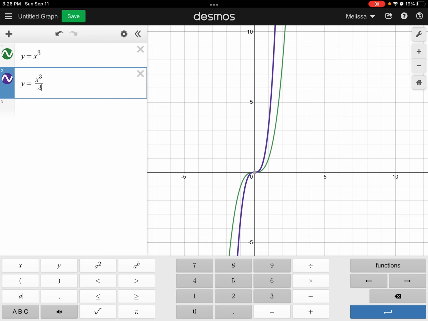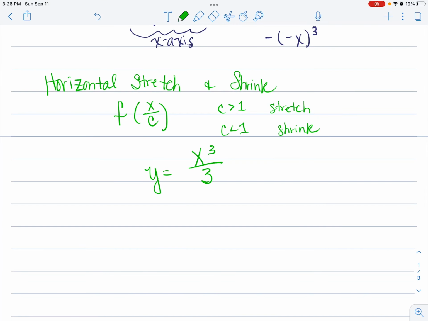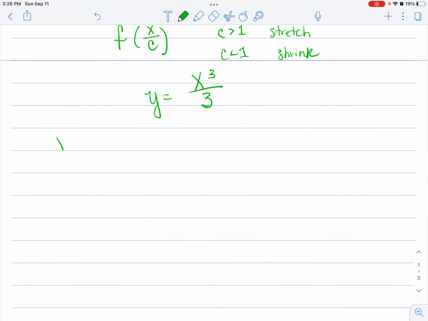You can see the green was my original and the blue is the dilation. It's been squished in. So that's what it means by horizontally, is what's happening left and right. Okay, so let's look at the vertical one. The vertical one is the exact opposite of that. And then we'll talk about why those are kind of iffy to see.